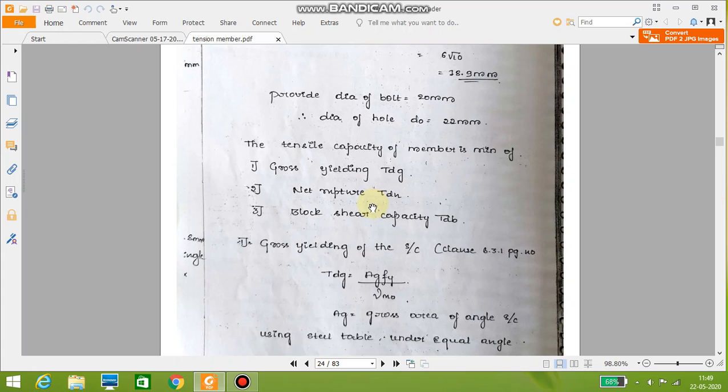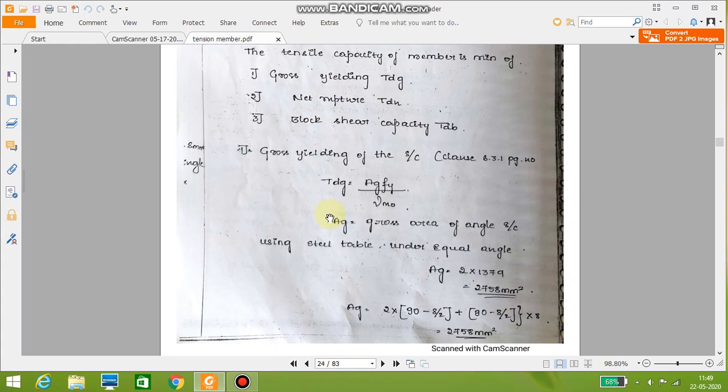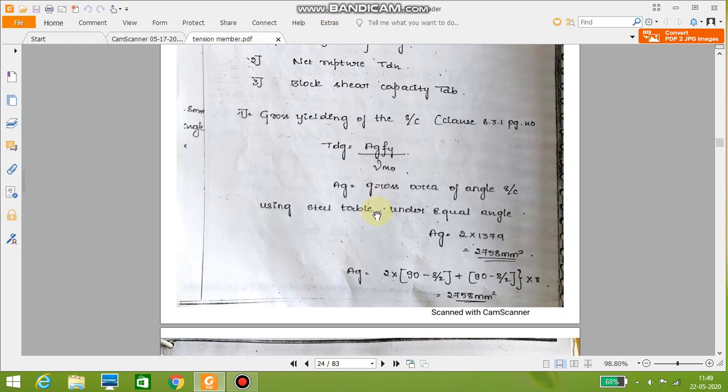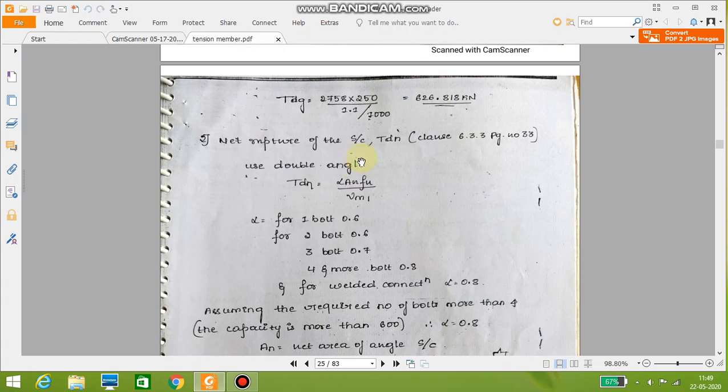Now, the tension capacity of the member is the minimum of these three: gross yielding, net rupture, and block shear capacity. First, let us calculate the gross yielding of the section from clause 6.3.1, page number 40. We have Tdg equal to Ag fy divided by gamma m0. Ag is the gross area. Gross area for two angles separately we have to consider. So 2 into 1379. This 1379 can be taken from the steel table, or you can also calculate 2 into (90 minus 8 by 2 plus 8 plus 90 minus 8 by 2) into 8 into 2, that is 2758 millimeter square. Therefore, Tdg equals 626.818 kilonewton.